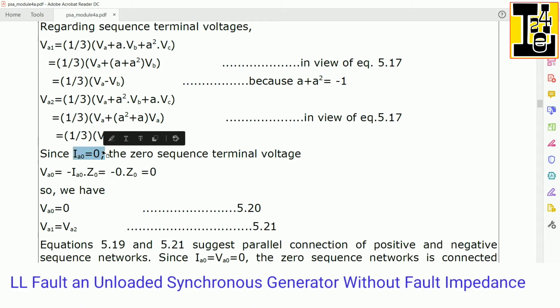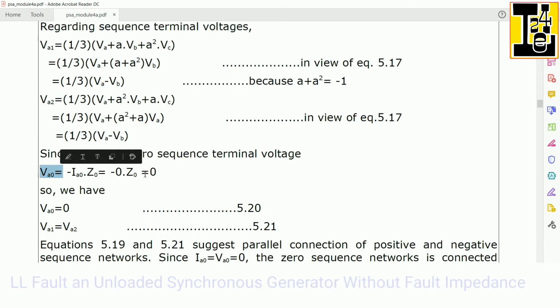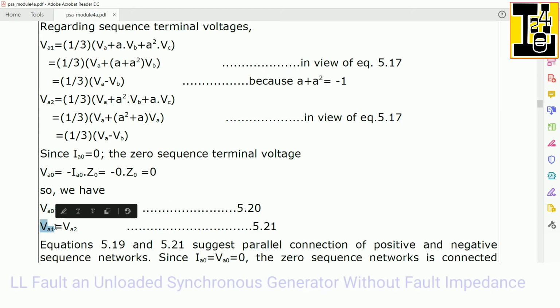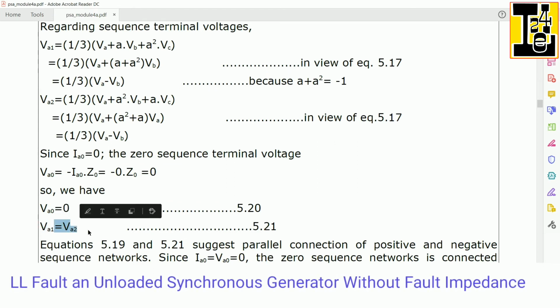Since IA0 is equal to 0, VA0 is also equal to 0. So finally we have VA0 is equal to 0, and the positive sequence terminal voltage and the negative sequence terminal voltage are equal.